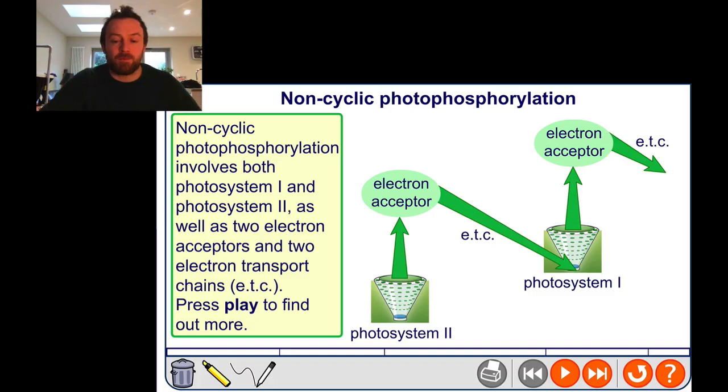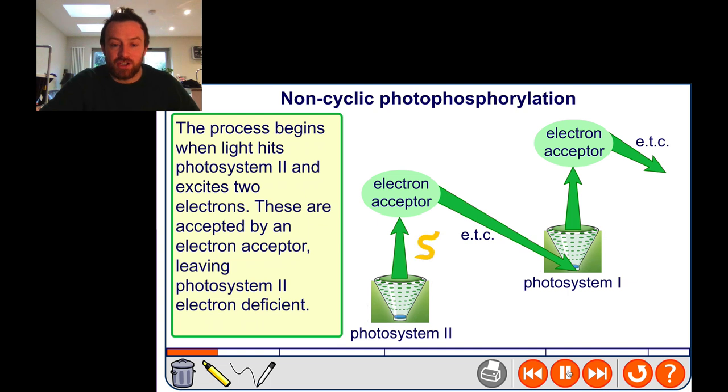Okay, so the first thing that happens is photons of light energy are harnessed by that network of accessory pigments, and the energy is passed on down to the reaction center chlorophyll. At the reaction center chlorophyll here, that energy is used to excite electrons, and the electrons are excited so much that they leave photosystem II, they leave the chlorophyll A molecule, and they get passed on to another molecule called an electron acceptor. Now, remember, the height of this diagram is referencing the energy of the electrons. So the electrons now have a load of energy.